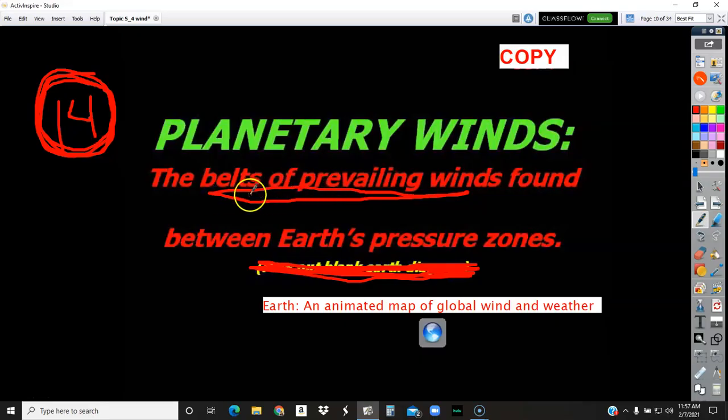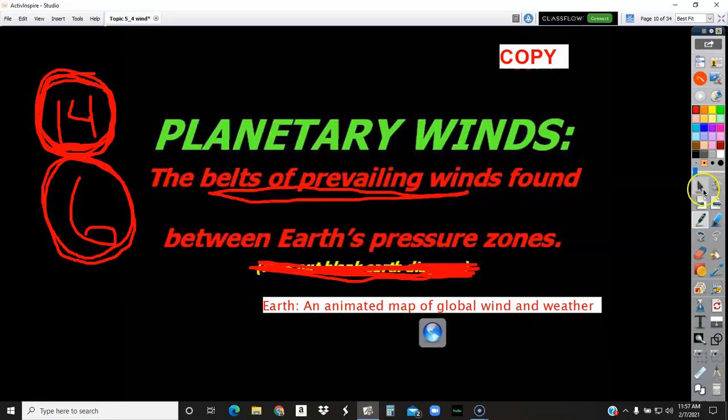Planetary winds are between Earth's pressure zones. Earth is kind of broken up into sections, six of them in particular. There are six planetary wind belts. Again, as you're watching this part, go to page 14 and follow along and see the wind belts, and I'm going to break down that picture on page 14.